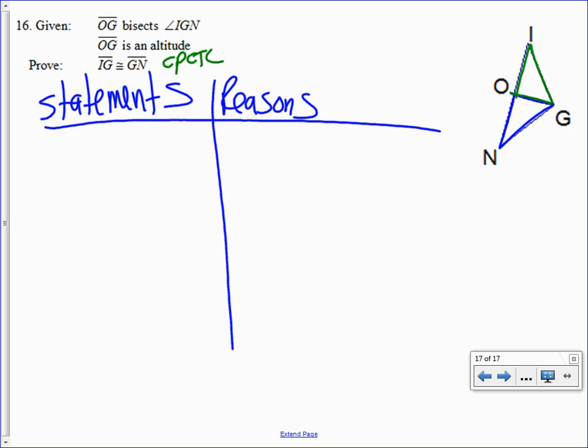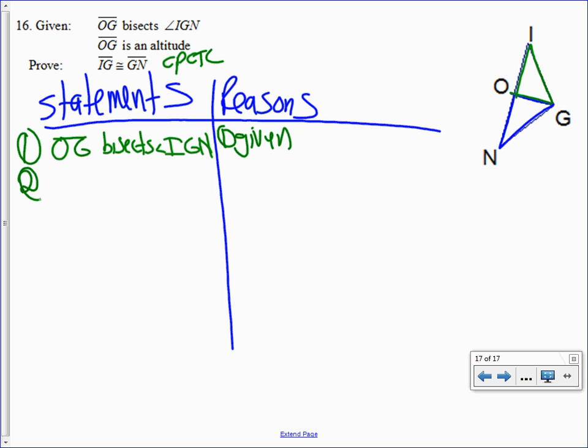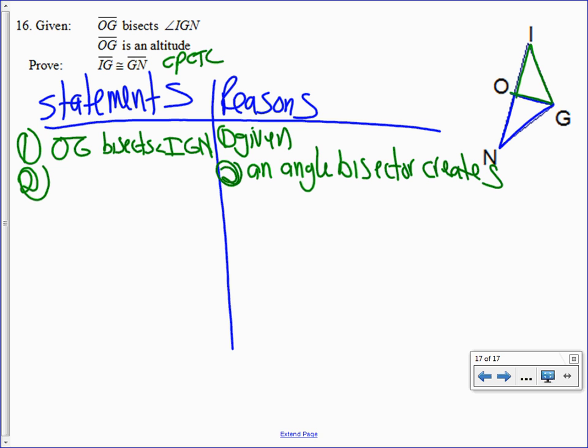So I start with my givens, one at a time. I see OG bisects angle IGN, given. So I do a mini proof. This is angle bisector, so I write my definition for angle bisector. An angle bisector creates 2 congruent angles.